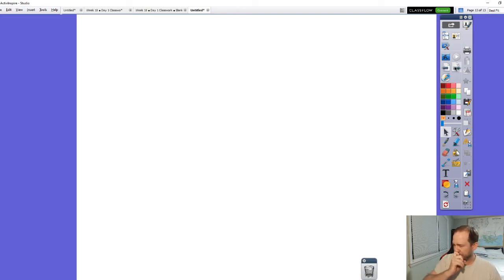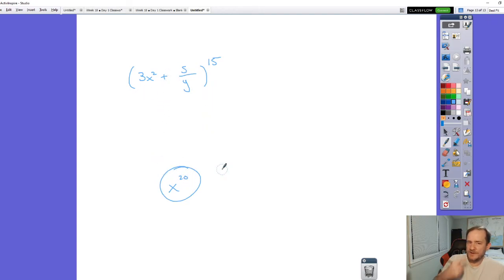Now, false sense of security. If you understood this homework, that's cool and all, but you won't be prepared for the quiz. Remember the questions that were actually on the classwork. The things that had like 3x squared plus 5 over y, right? They were more complicated. We were raising this thing to the power of like 15 and telling you to find us the term that had x to the 20 in it or something, right? Find that term. Things were a little bit harder.